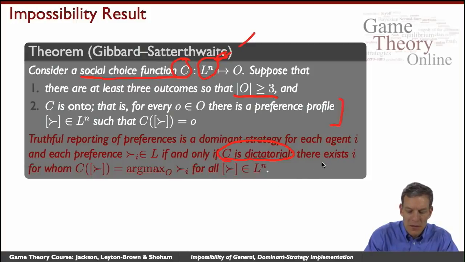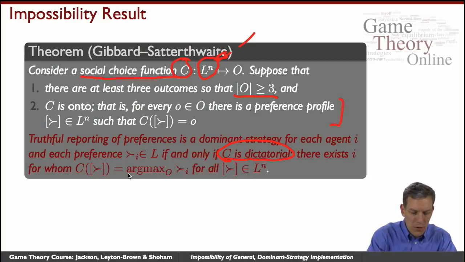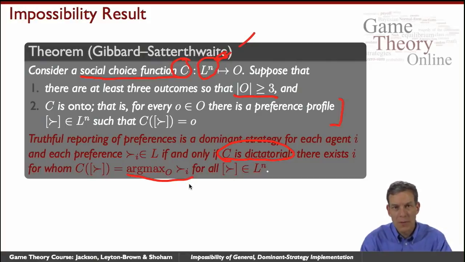Okay? So again, that means here there exists some particular individual i for whom the choice function is just always their favorite alternative, the thing that maximizes their preferences, and regardless of what anybody else says. So we just pick one individual, we just listen to that person. Okay? Now, in terms of the proof of this, it's clear that if we assign somebody to be a dictator and don't listen to anybody else, that's going to be strategy proof. Right? Nobody else can make any difference, doesn't matter what they say, and the person who is a dictator always wants to be truthful because they're getting their favorite alternative.